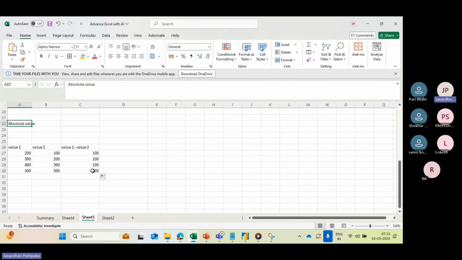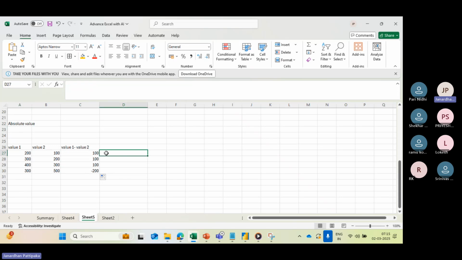That means every time you use an absolute value function, it will give a positive output. So it will ignore the negatives. If value 1 minus value 2 is minus 200, I don't want this negative symbol. I want exactly the difference. So in that condition, you need to use the formula called absolute.